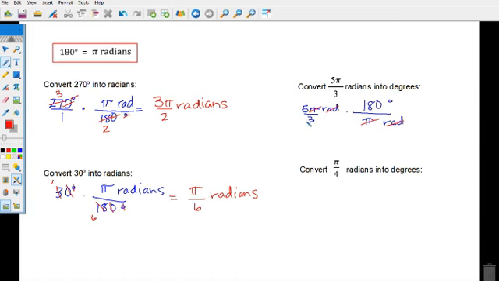I don't know what that is off the top of my head, but I know that 3 goes into 180 60 times. 3 goes into 18 6 times, and then the 10. And 5 times 6 is 30, and add the 0. And this is 300 degrees.